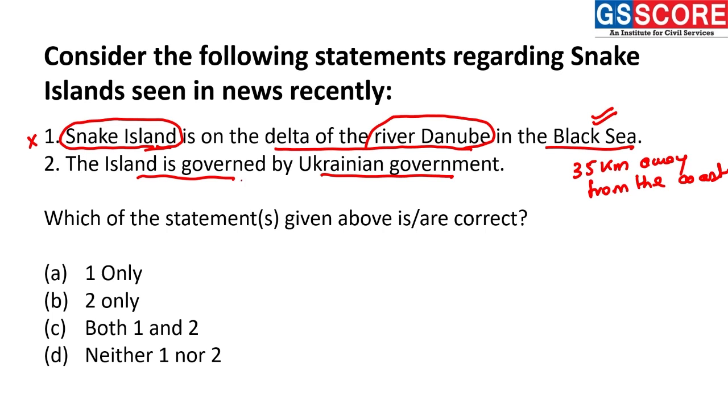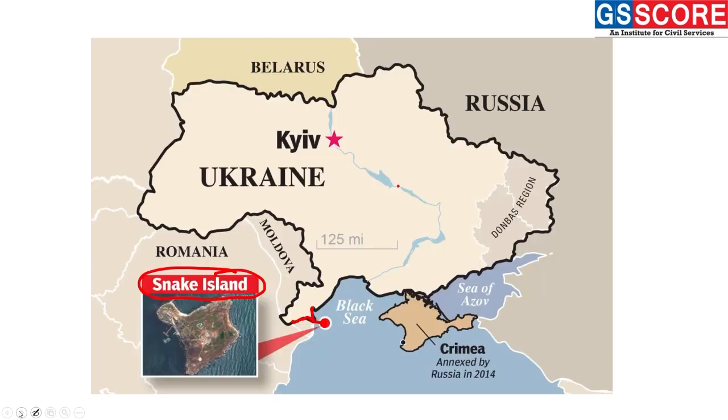Statement 2, the island is governed by the Ukrainian government. This is the correct statement, as this island falls under the jurisdiction of Ukraine. This island is governed by the Ukrainian government.